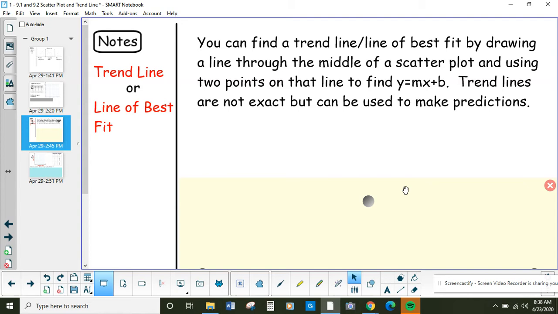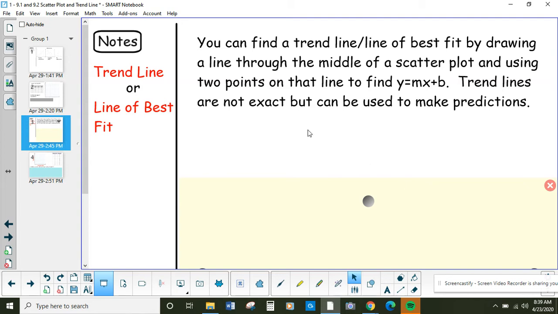Well, we're talking about scatter plots today. And we learned that if they have an association, they're either generally going up or generally going down. And in that situation, if you took and drew a line kind of through the middle of all that stuff, that would be called a trend line. So you can find a trend line or a line of best fit by drawing a line through the middle of the scatter plots. Okay, and in that trend line, we can find the same way we found equations for linear functions, which is using slope-intercept form.